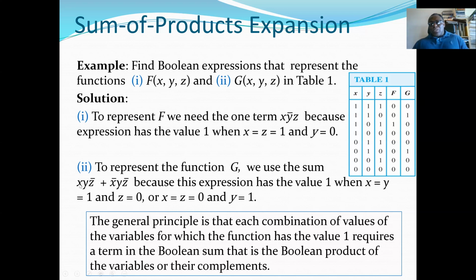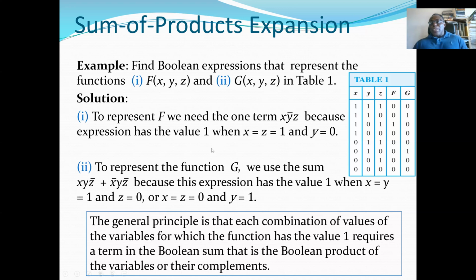So we can see from this expression is what? The sum of 2 products. So that's the whole concept of a sum of product expansion. Here we say the general principle is that each combination of values of the variables for which the function has the value 1 requires a term in the Boolean sum, that is the Boolean product of the variables or their complement.